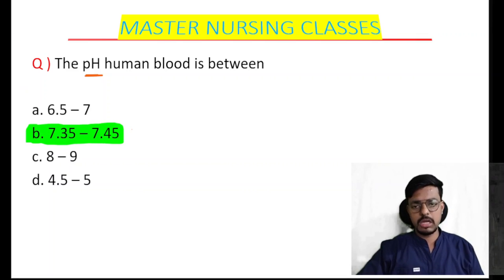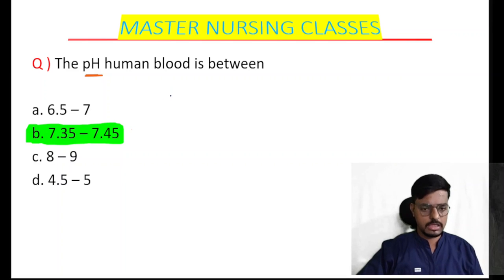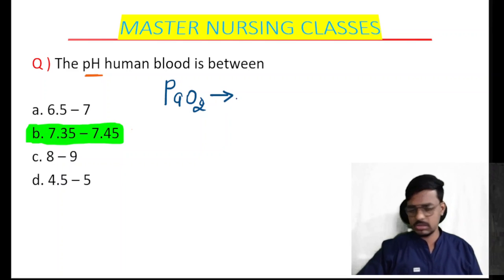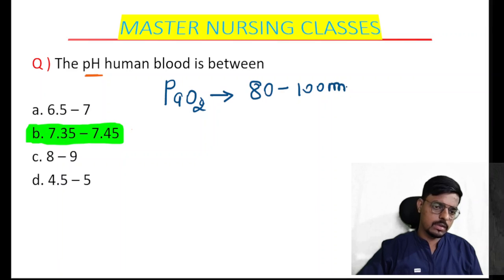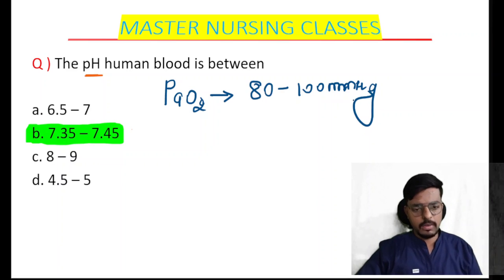The next question is from this question only. I am asking what is the normal partial pressure of oxygen. What is the normal PaO2 here? Can anyone answer this question? Very good, students, who are telling that it is 80 to 100 mm of Hg. This is the normal partial pressure of our oxygen.